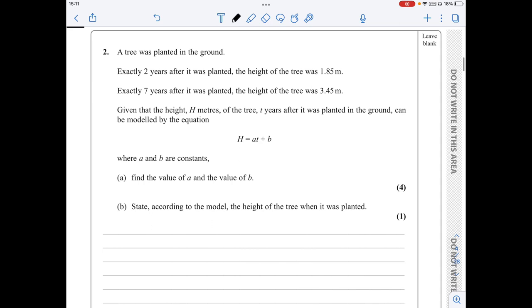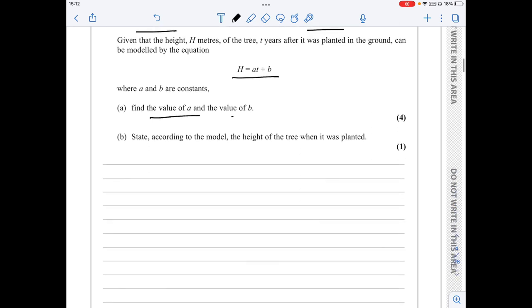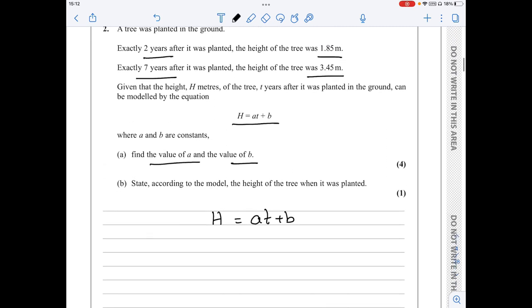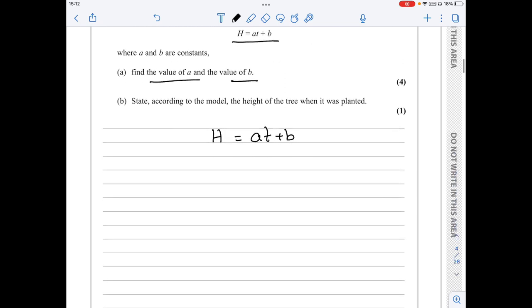Question number 2. A tree was planted in the ground. Exactly 2 years after it was planted, its height was 1.85. 7 years after it was planted, the height was 3.45. It is modeled by the equation h equals at plus b. Find the values of a and b. So when t equals 2, h equals 1.85. So 1.85 equals 2a plus b.